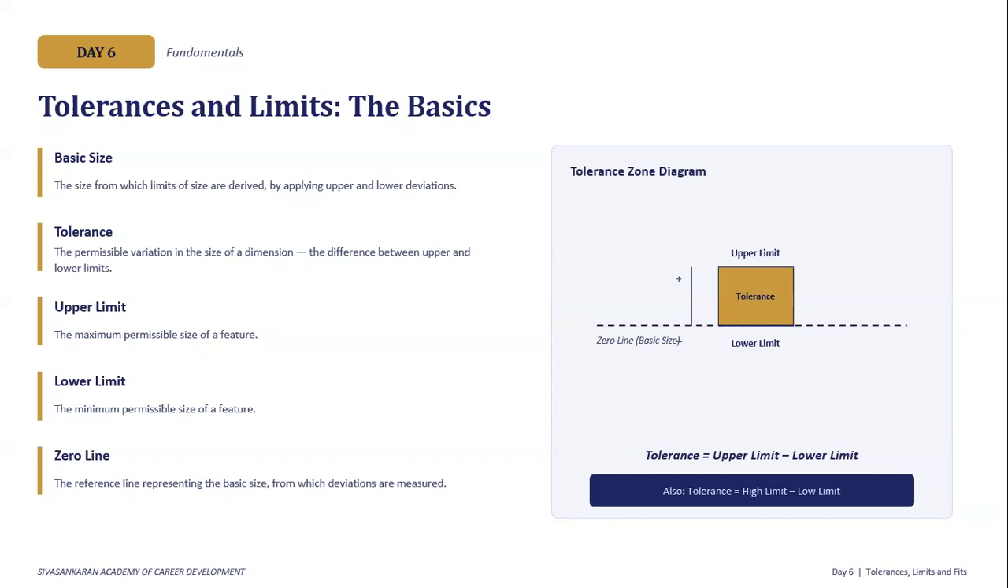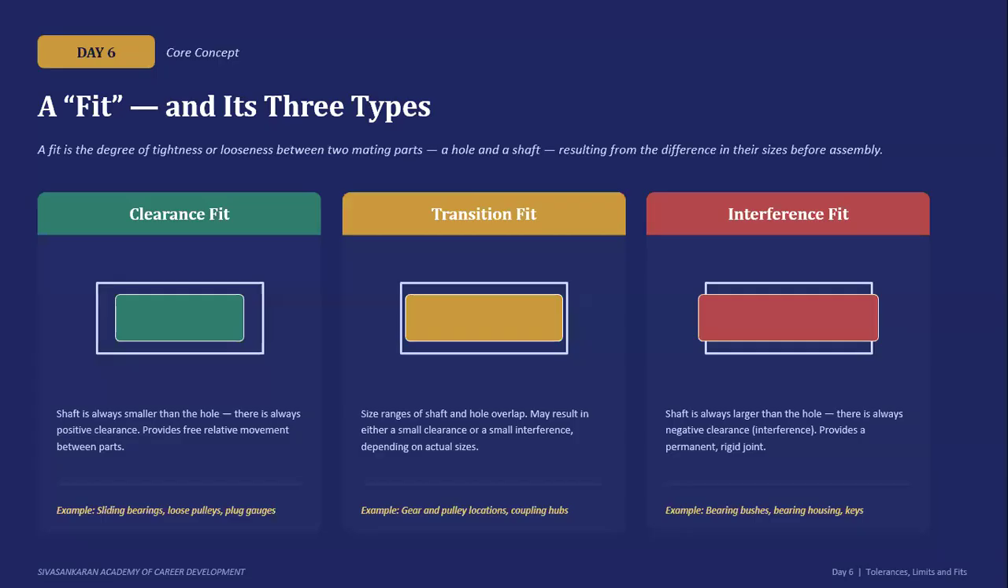Tolerance represents the permissible variation in the size of the component. It is the difference between the upper limit and lower limit. The upper limit is the maximum permissible size, whereas the lower limit is the minimum permissible size. The zero line represents the basic size from which the deviations are measured. The fundamental relationship is that tolerance can be defined by a simple formula: tolerance equals upper limit minus lower limit.